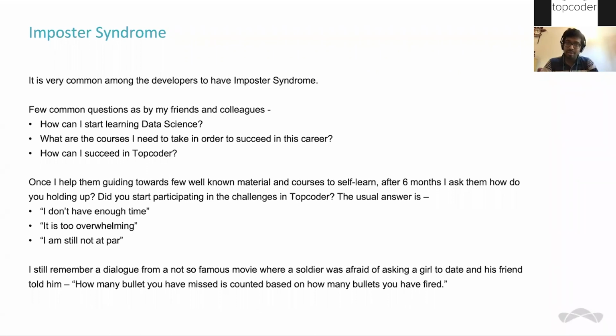So if you didn't fire any bullet, then there is no point of judging whether you missed the target or not. So that's the thing. In my opinion, we need to somehow train ourselves, our brain, that we are not imposters, we can do the things. And one thing I really understand in Topcoder is that just learning from the internet or courses isn't enough.